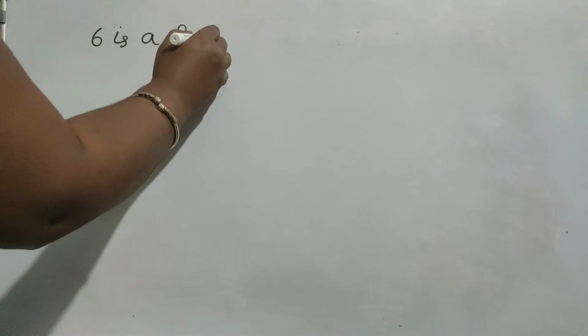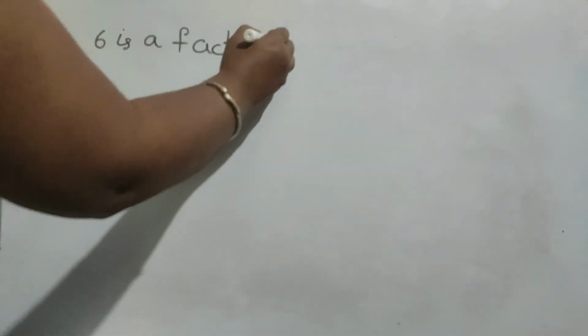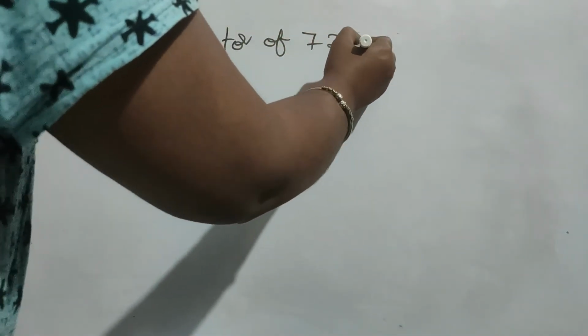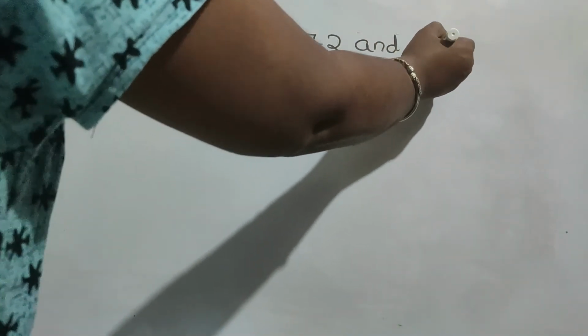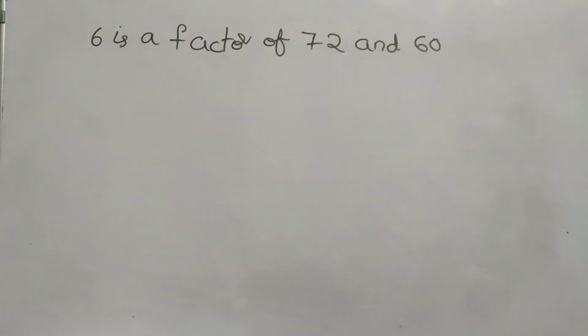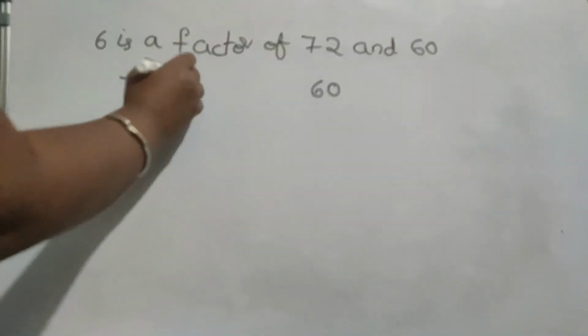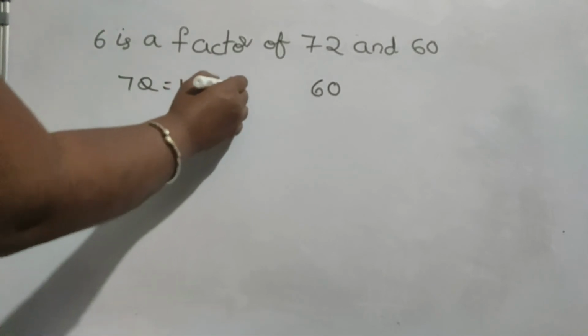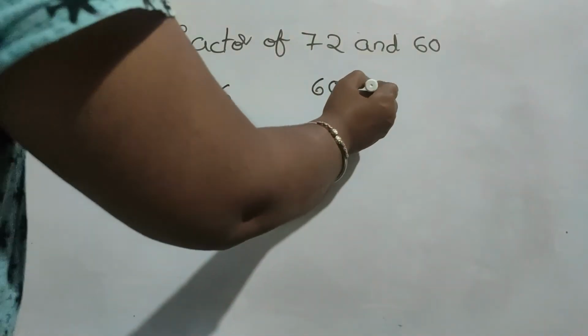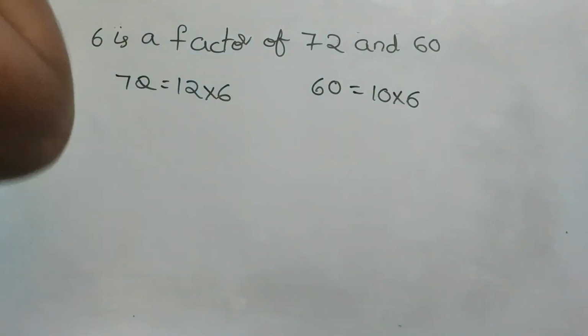Moving on to the next question. 6 is a factor of 72 and 60. If any number follows the 2 division rule and the 3 division rule, that complete number is divisible by 6. That is the rule. First one is 72, second one is 60. 12 6s are 72, 10 6s are 60. So these are multiples of 6.